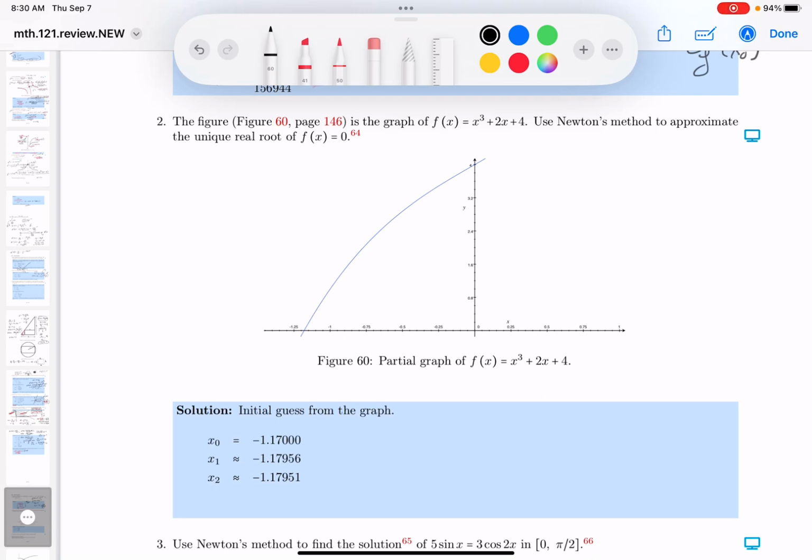Okay, again, I always say that I'll post a video of me doing the computation, but right now I'm not really interested in the computation. I'm interested in how to set this thing up. And the first thing I notice is they give me a function, and they're saying use Newton's method to approximate the unique real root of this, and they say f of x equals 0.